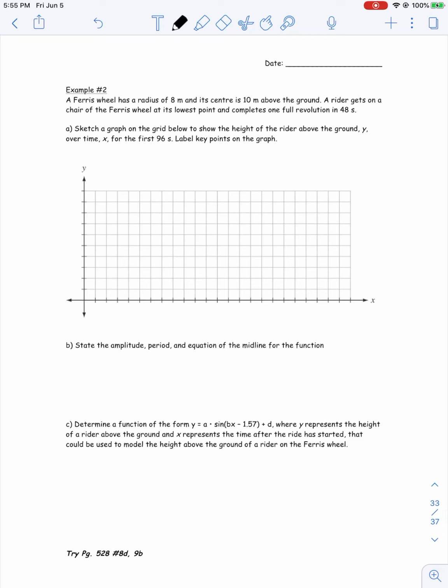Question number 2, we have a Ferris wheel that has a radius of 8 meters. Radius means amplitude. The center is 10 meters above the ground. This is our midline. The rider gets on the chair of the Ferris wheel at the lowest point and completes a full revolution in 48 seconds. This is our period. So we're going to use that to draw what this looks like. So for height, we're going to go up by 2. And along your x's, we're going to go by 5s to be able to fit 2 cycles in.